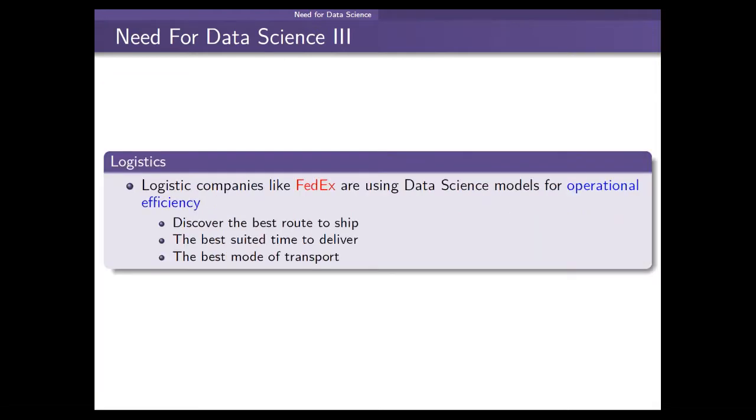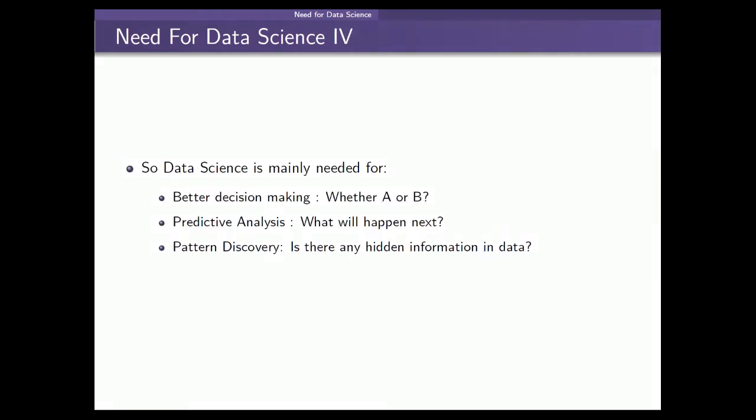One more application is logistics companies like FedEx. They are using data science models for their operational efficiency. They can make clever decisions such as discovering the best route to ship their product, finding the best suited time to deliver their product, and finding the best mode of transport. These are the three advantages to logistics companies if they apply data science.